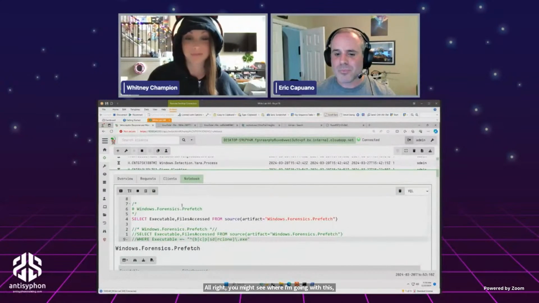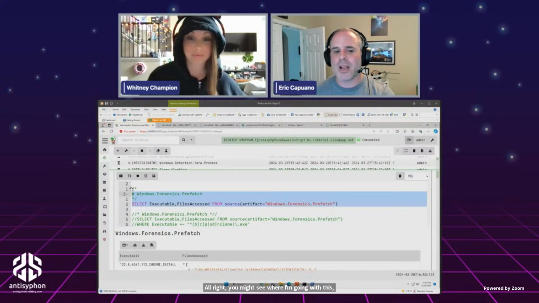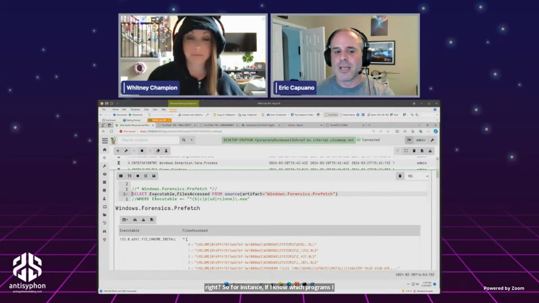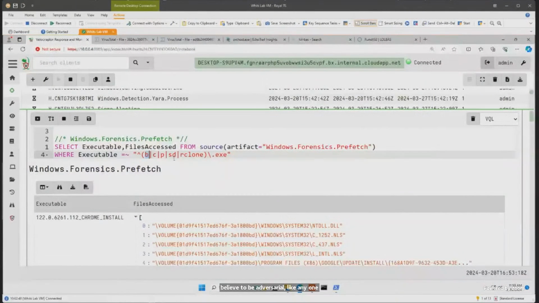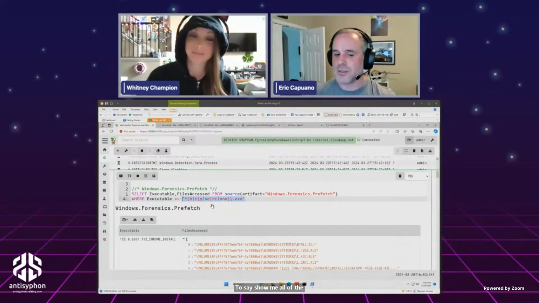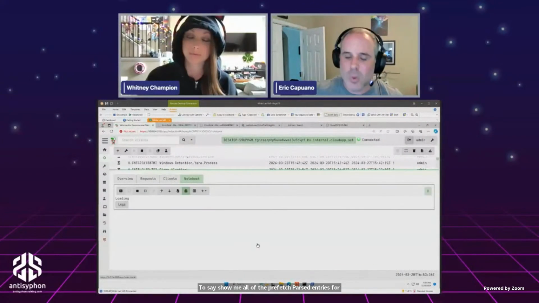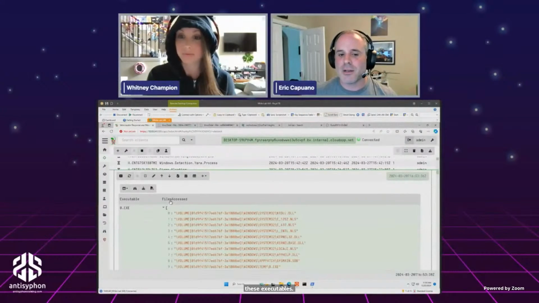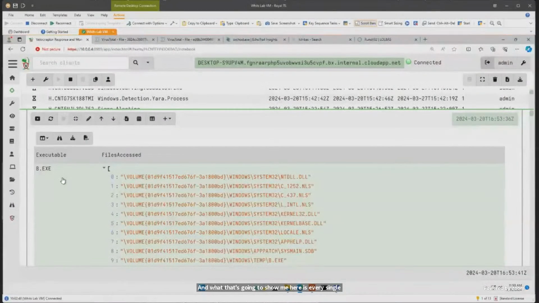So for instance, if I know which programs I believe to be adversarial, like any one of those interesting single letter executables, right? We saw b.exe, c.exe, p.exe, rclone is a big one here. I just basically drafted up a quick regular expression to say, show me all of the prefetch parsed entries for these executables. And what that's going to show me here is every single file or folder that was accessed by these executables during that 10-second period of time that they ran. Folks, this is like mind-blowing, right?